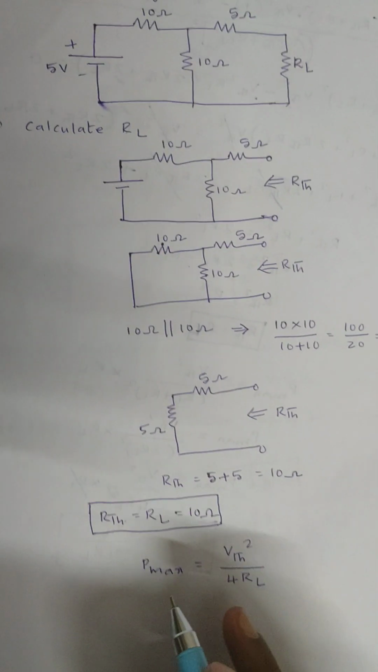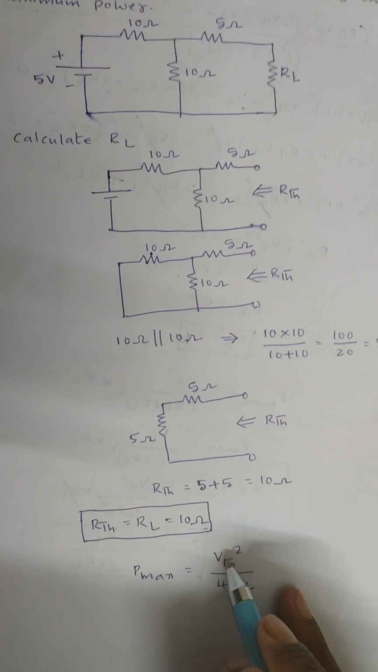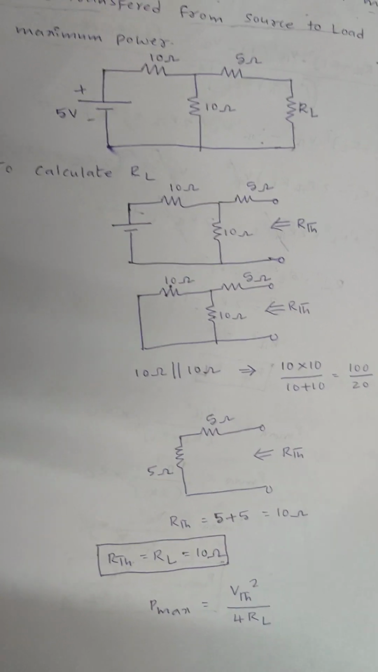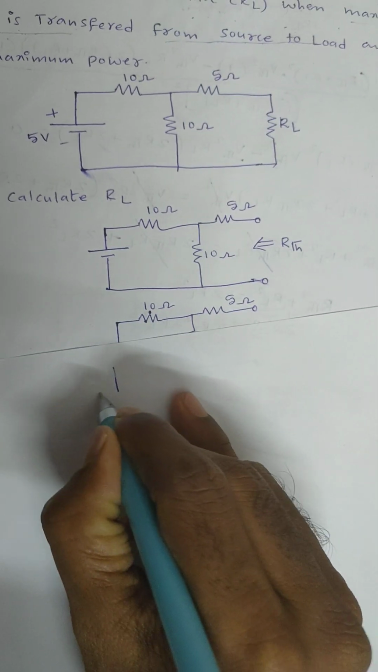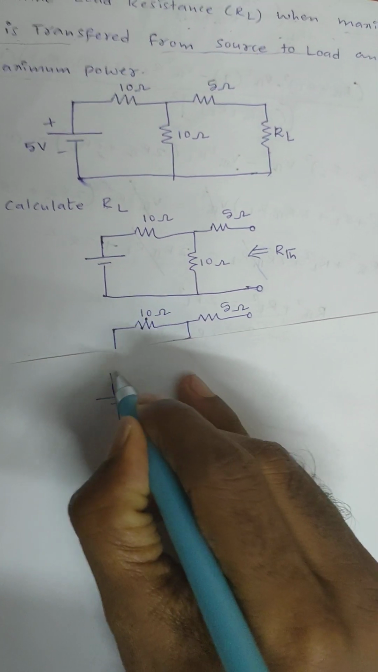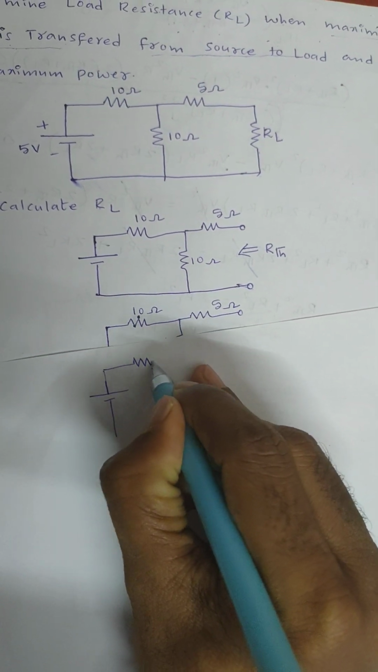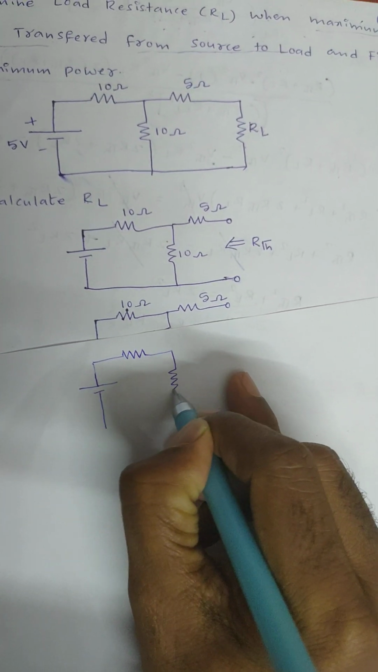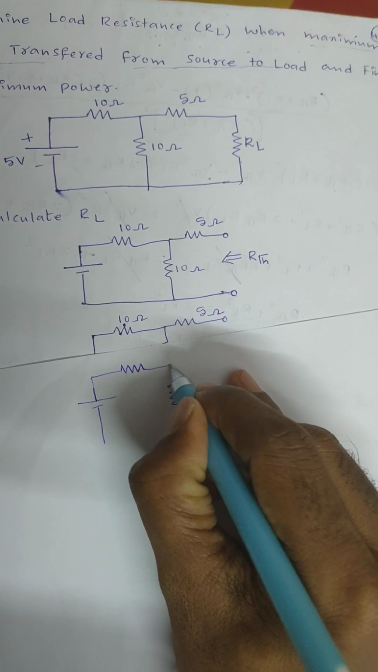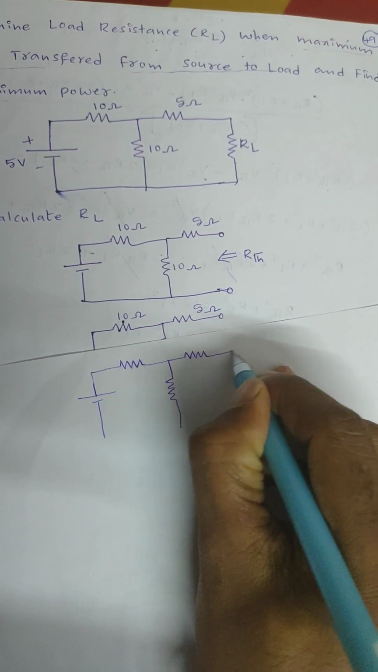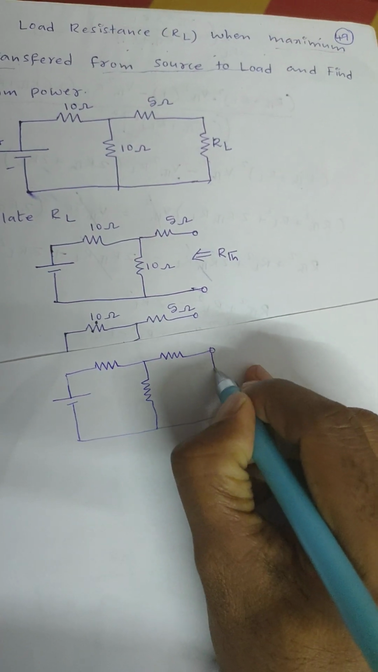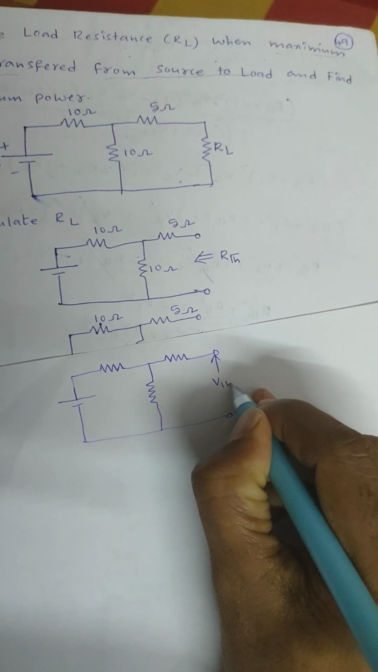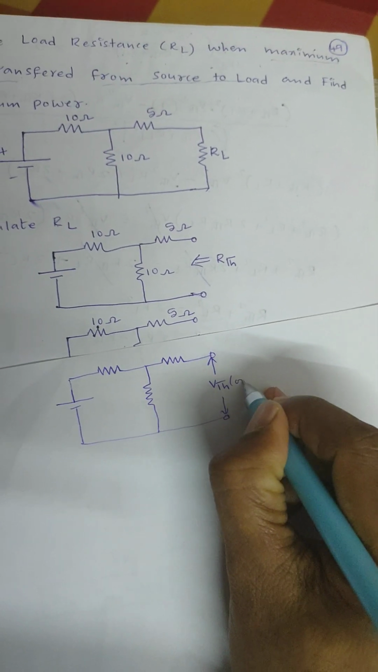What is the formula? P maximum is equal to VTH square by 4 into RL. Already we know RL, right? Now here I need to calculate VTH. How to calculate VTH? Already we know, same circuit, redraw the circuit. Step 1, remove the load resistance RL. Across the removed resistance we need to calculate VTH or VOC. That means here I need to calculate VTH or VOC.